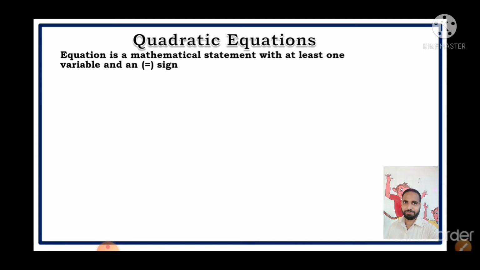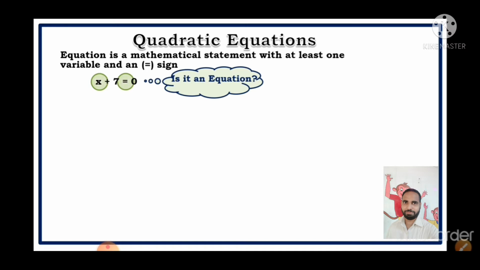Remember this statement? Right. X plus 7 equal to 0. Is it an equation? So your answer will be what? Yes, it is an equation. Why is it an equation? Because it contains a variable as well as the equal to sign. Right. Next.